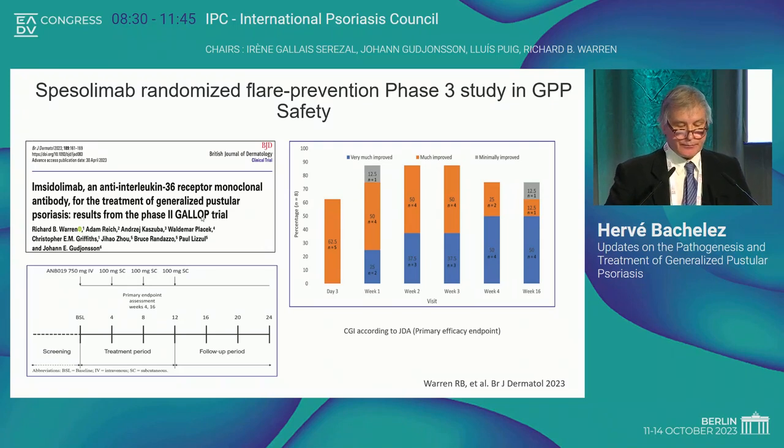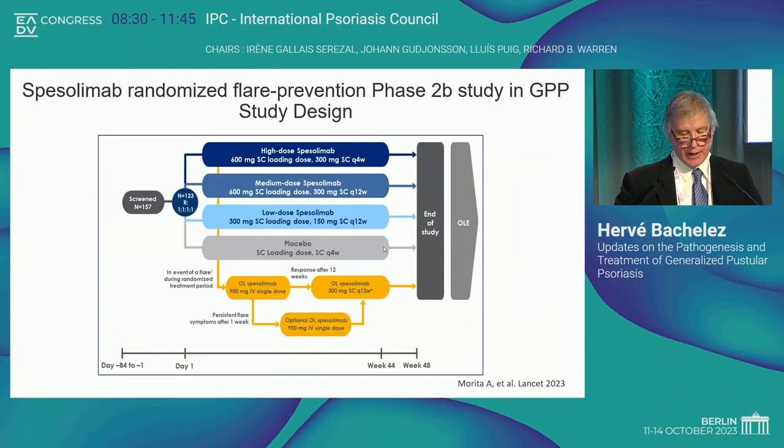This is the imsidolimab phase 2 GALLOP trial. Sorry for the mistitle. Developed by AnaptysBio, you can see the following: an IV dose and the subcutaneous injection. The CGI, which was the primary efficacy endpoint, at week 2, in only 7 patients, they were either much improved or very much improved, and that was true as soon as week 1. So again, a very quick effect.